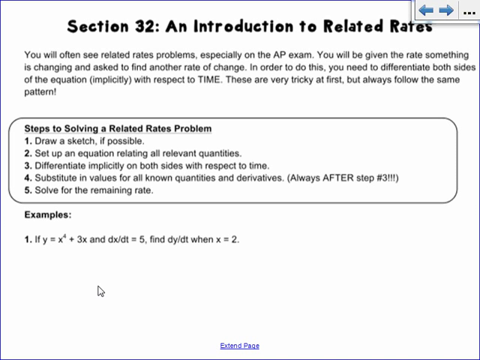You'll be given the rate of something that's changing, and you'll be asked to find another rate of change. So maybe the volume is changing at a certain rate, and the rate of the radius is changing. In order to do this, you're going to need to differentiate both sides of the equation implicitly with respect to time. So this is something that we have not done before. We have never taken the derivative with respect to time.